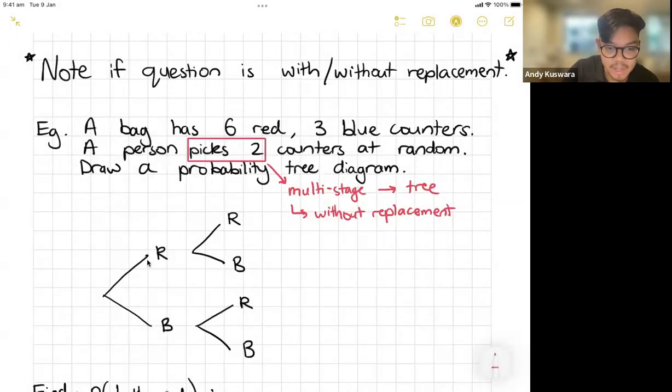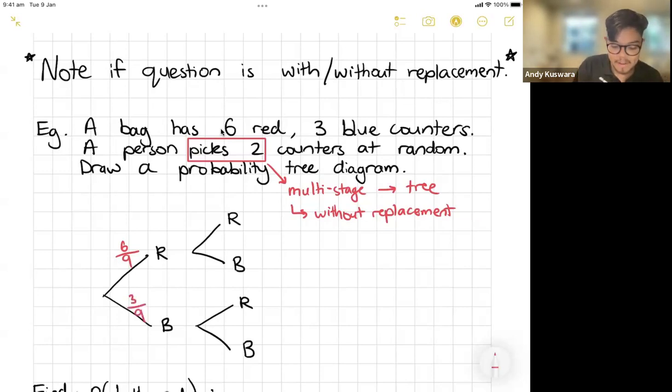I'm not going to leave these blank because the probabilities of me getting a red or a blue are not even, they are not 50-50. So I look here: the probability of red is 6 out of a total of 9 counters, because 6 plus 3. The probability of blue is 3 out of a total of 9.